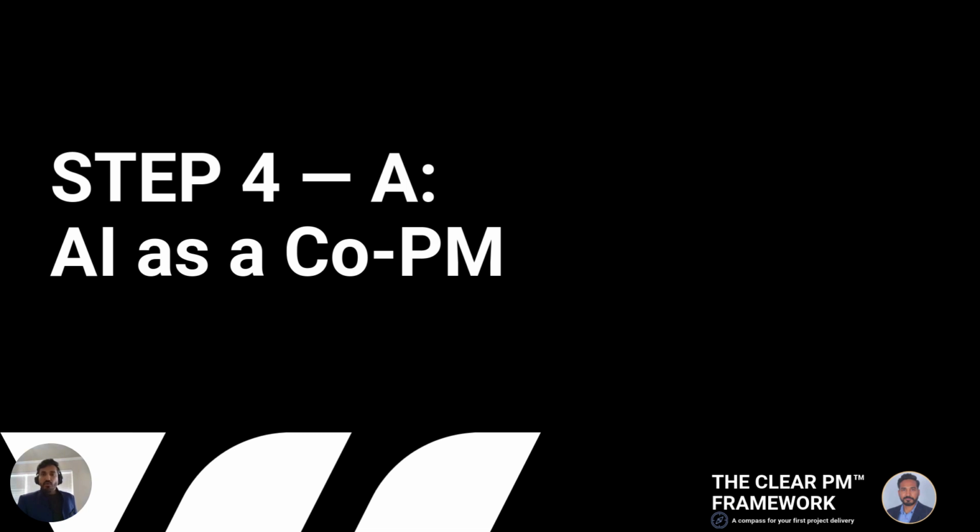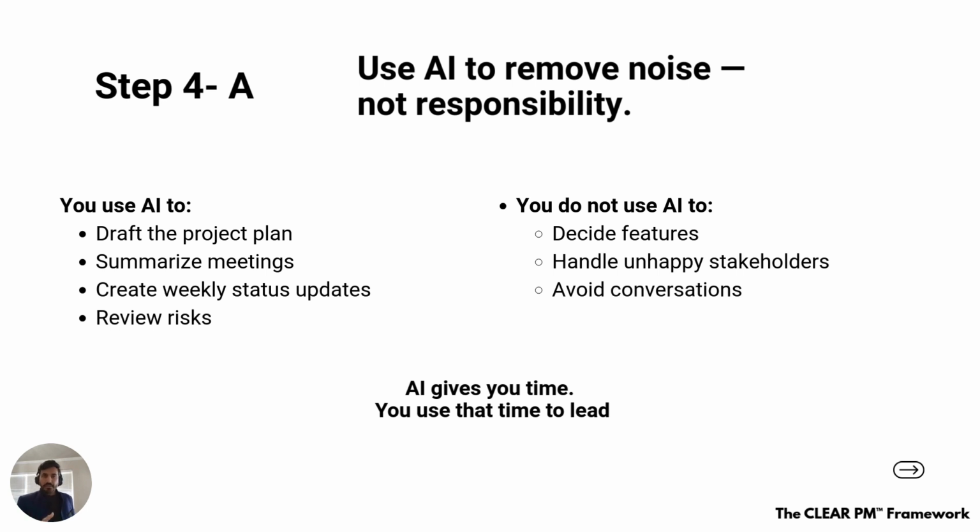Next, AI as a co-PM. I think that is very simple. You can use AI to help draft the project plan, summarize meetings, create weekly status updates, and risk reviews. But you should not use AI for deciding features, like which feature should I use, this one or this one. That decision should be taken by your owner, your sponsor, the bakery owner. He is providing the money for this entire project.